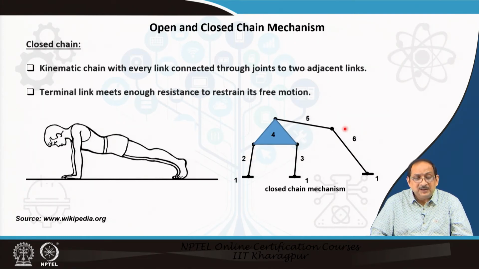In a closed chain mechanism, the kinematic chain has every link connected through joints to adjacent links. The terminal link meets enough resistance to restrain its free motion. So, the terminal links are fixed, as shown also in a real life figure.